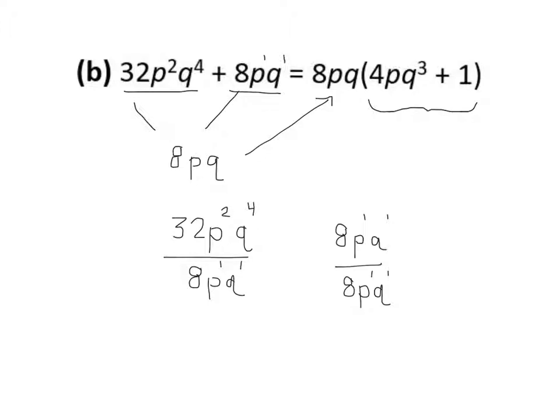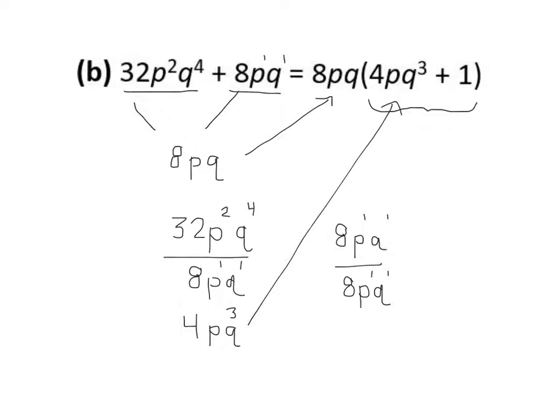So if we start with the first one, 32 divided by 8, that's 4. We know that when we divide like terms, we subtract their exponents. So when we divide p to the 2 by p to the 1, we get p to the 2 minus 1, which would be p to the 1. And when we divide q to the 4 by q to the 1, we get q to the 4 minus 1, which would be q to the 3. That's what we see here. So that's good so far.